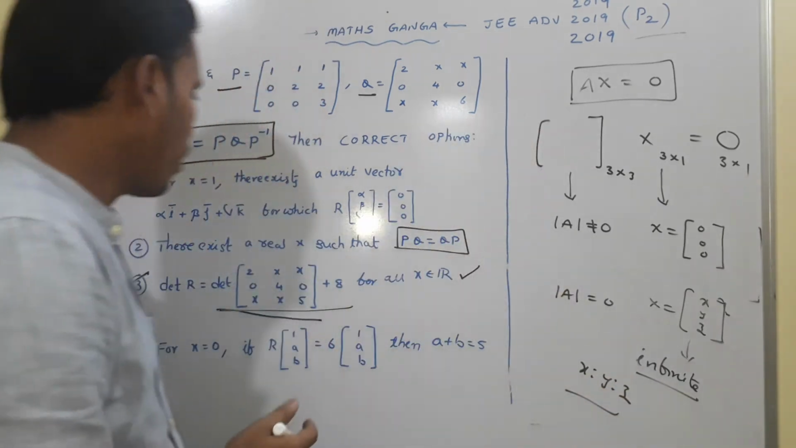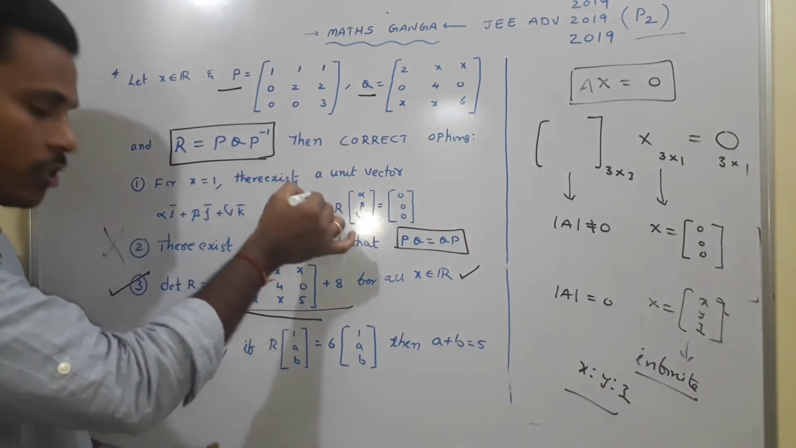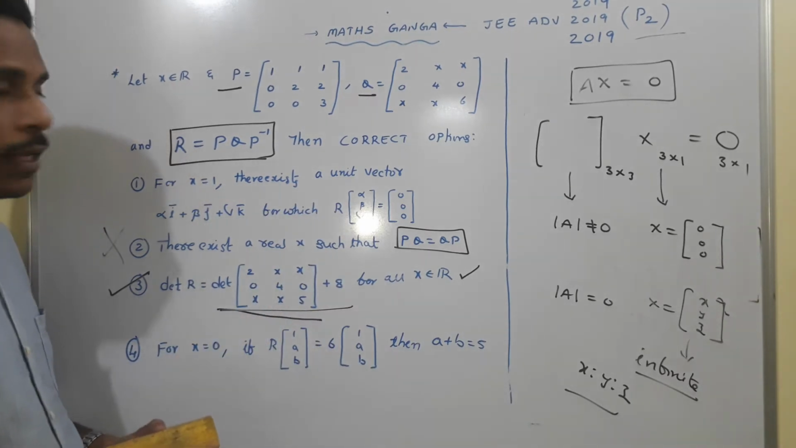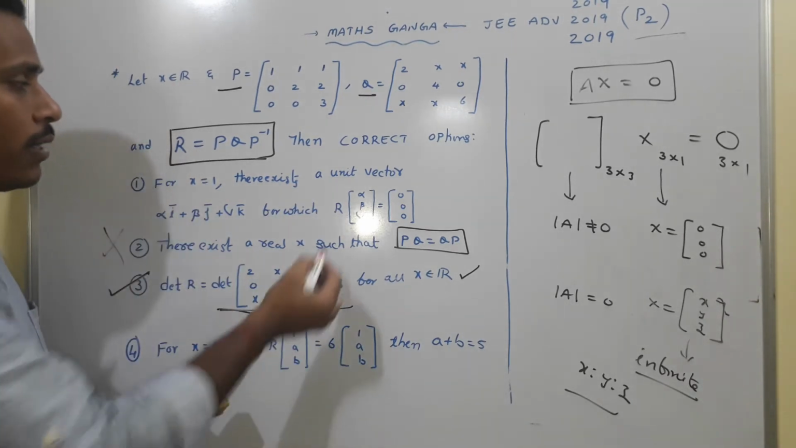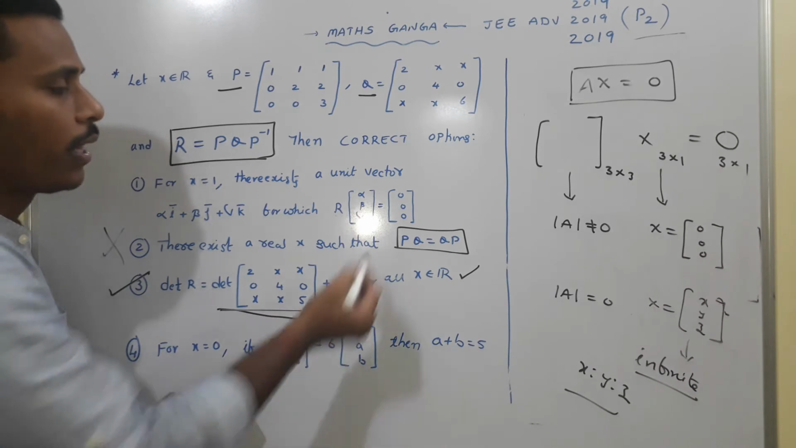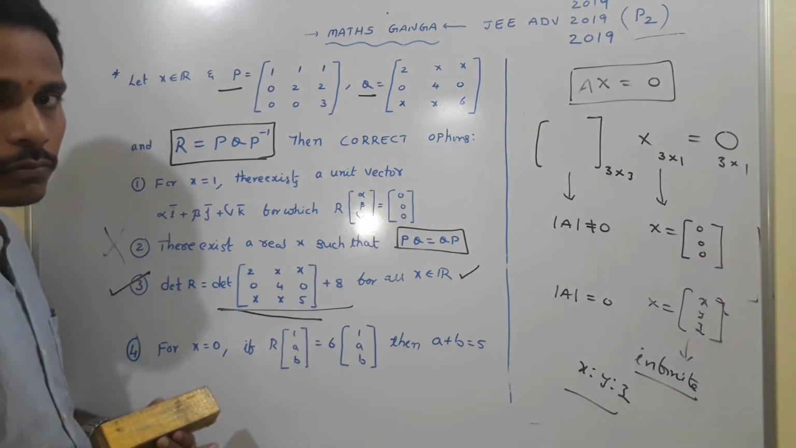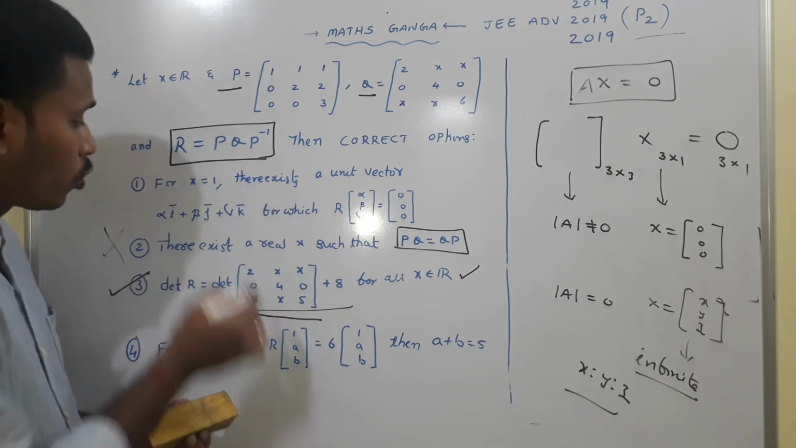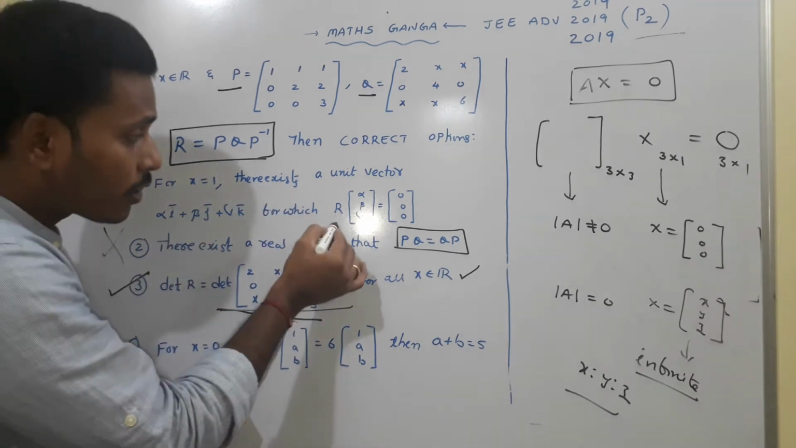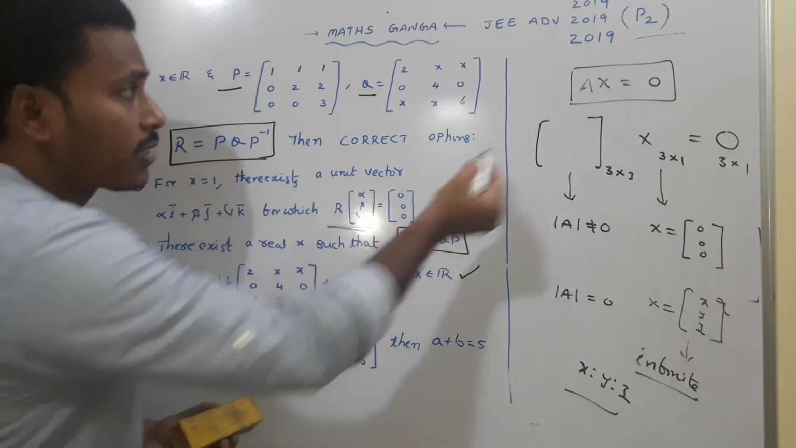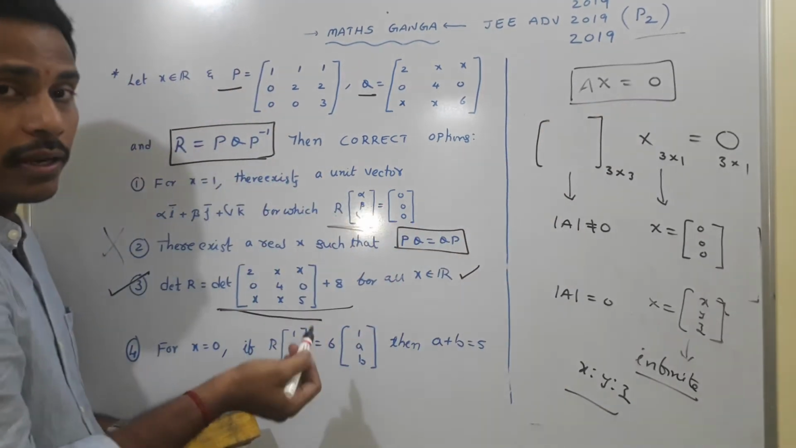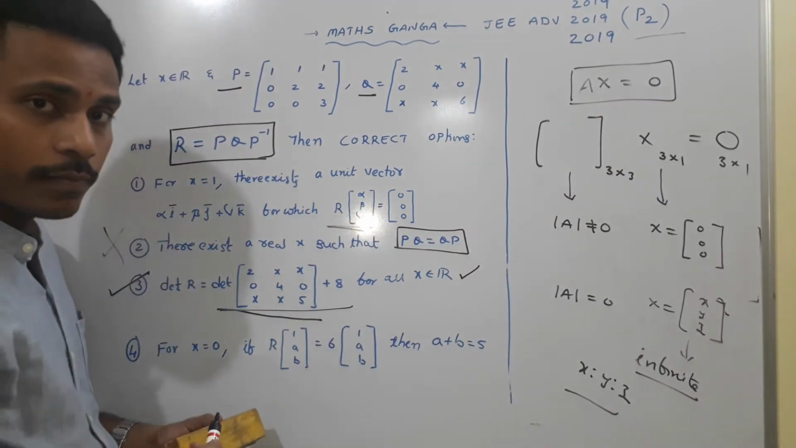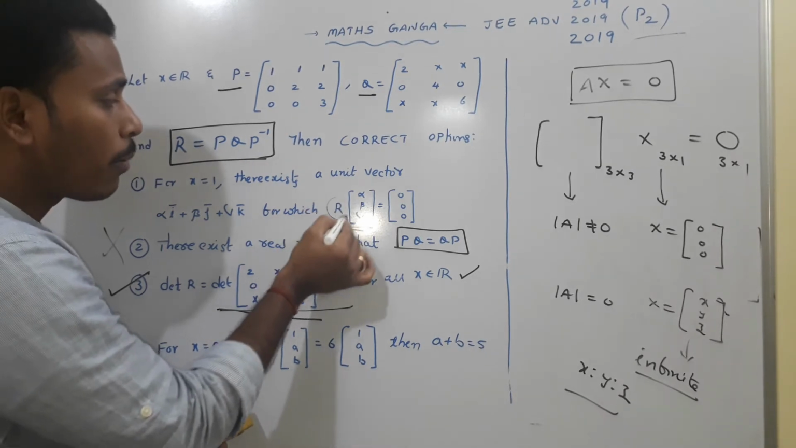Based on this concept, I am going to check option 1 as well as option 4. In option 1, it is given that R times alpha, beta, gamma equals 0, 0, 0. What we need to check is whether there exists a unit vector. First of all, this is of the format AX. R is a 3 by 3 matrix because R is PQP inverse, so I am going to observe the determinant of R.